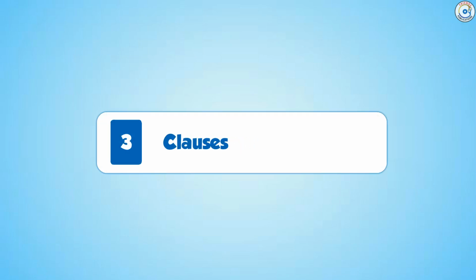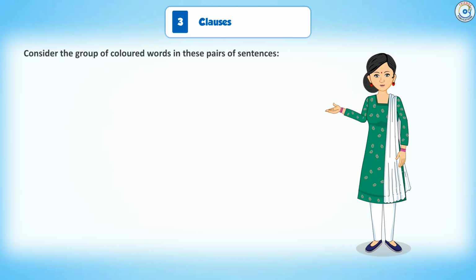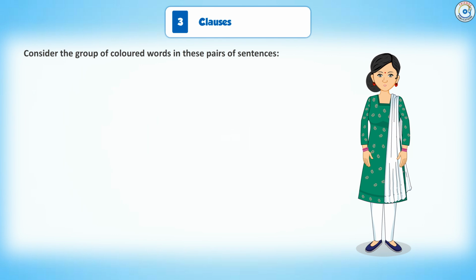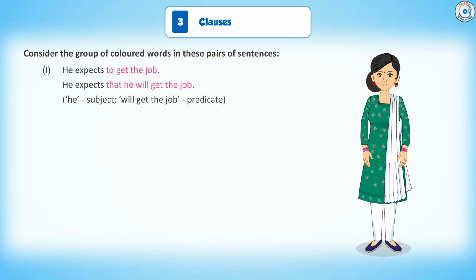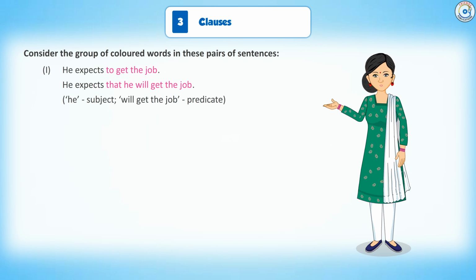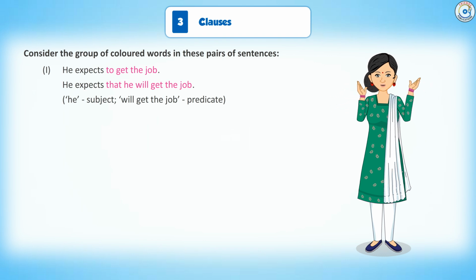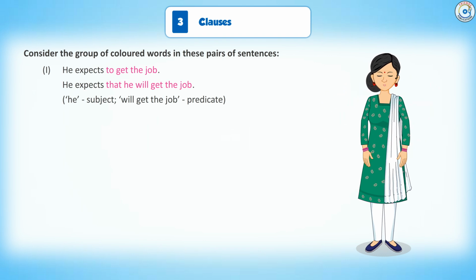Lesson 3. Clauses. Consider the group of colored words in these pairs of sentences. He expects to get the job. He expects that he will get the job. He, subject. Will get the job, predicate.